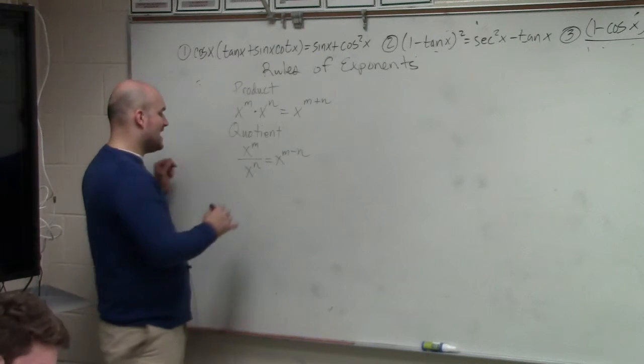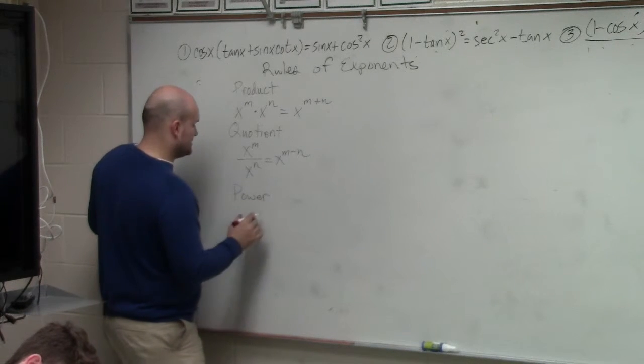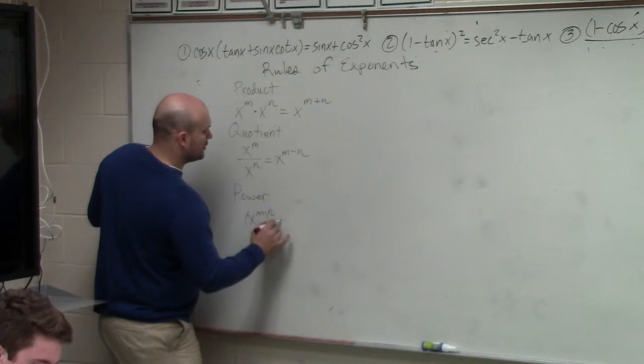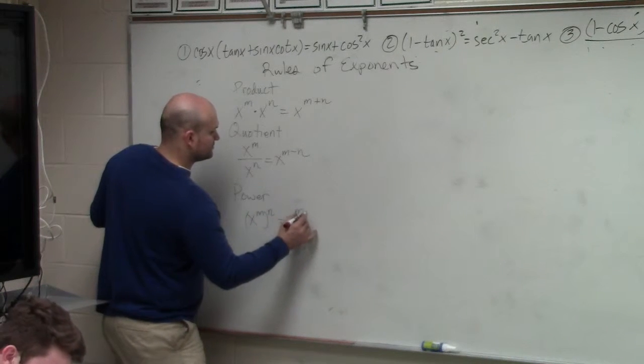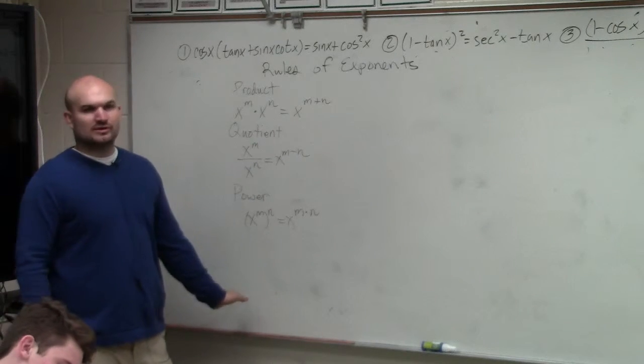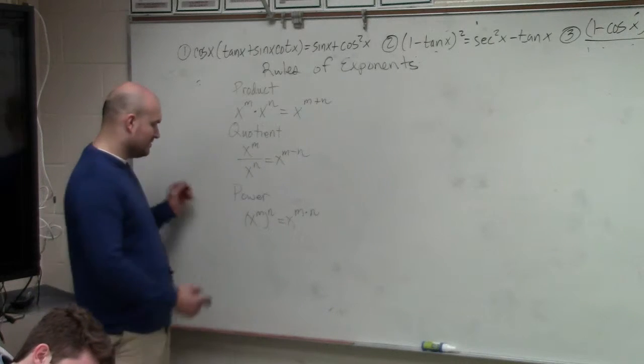The next one is actually the power rule. What the power rule states is whenever you have an exponent raised to a power, you multiply them. Everybody gets these confused all the time, so I'm just saying, let's spend the time in class and go through them again.